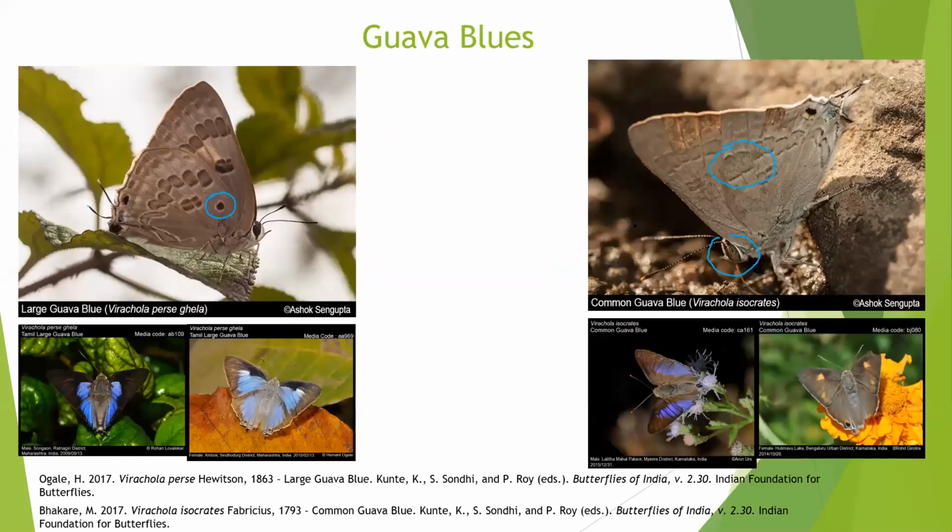And of course, if you see the open wing of a guava blue, the male is bright blue, and the female has spots of yellow on the wing.